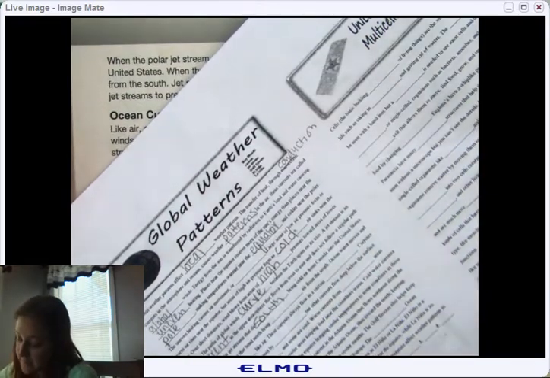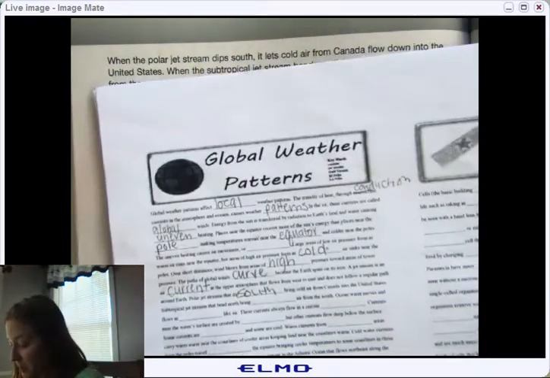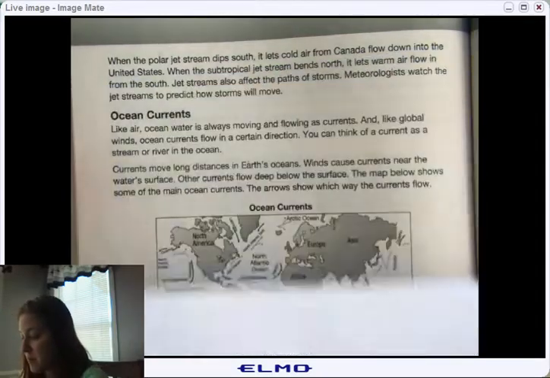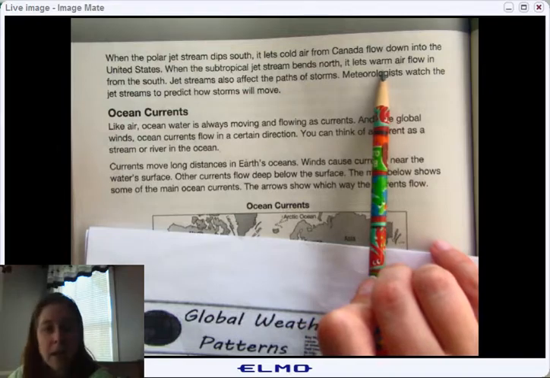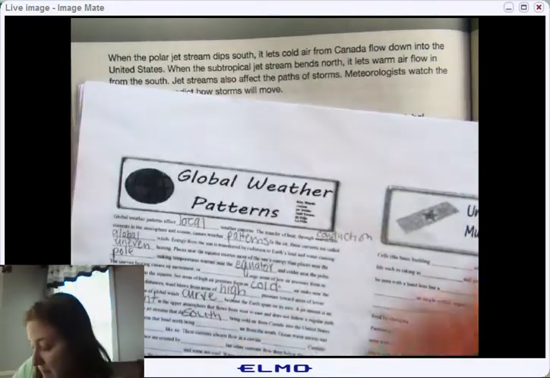Subtropical jet streams that bend north bring blank air from the south. What kind of air is going to be coming from the south? It's going to be warm air from the south.